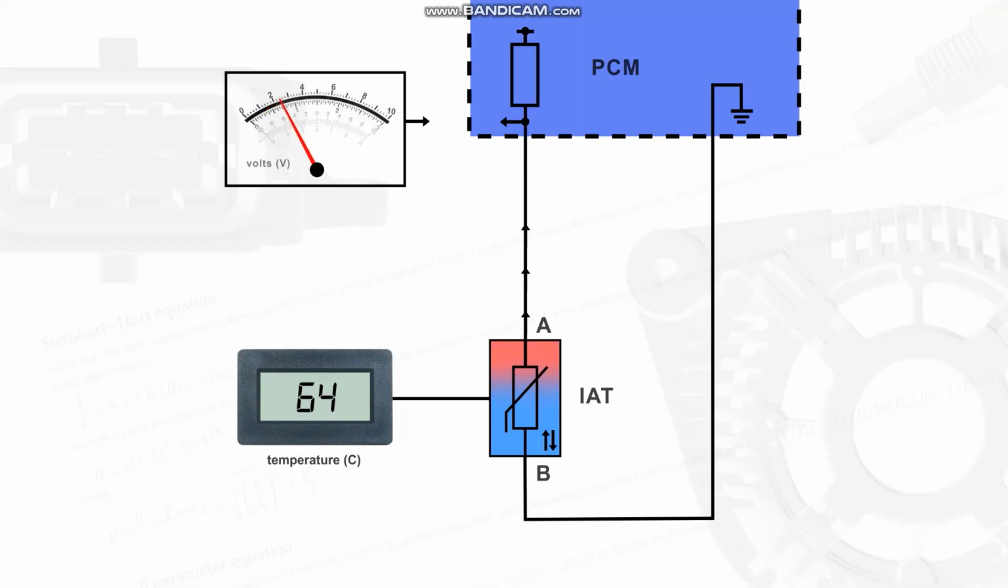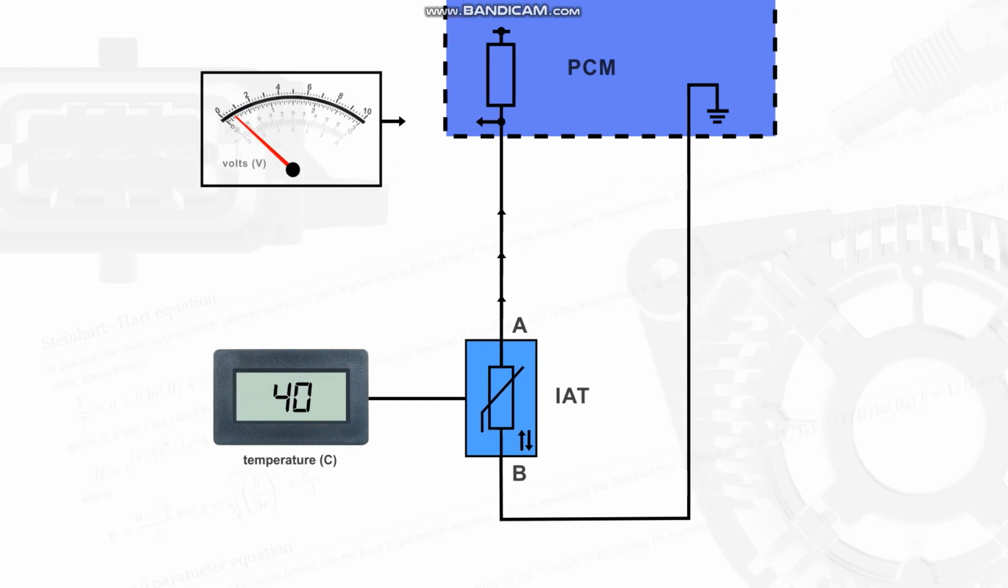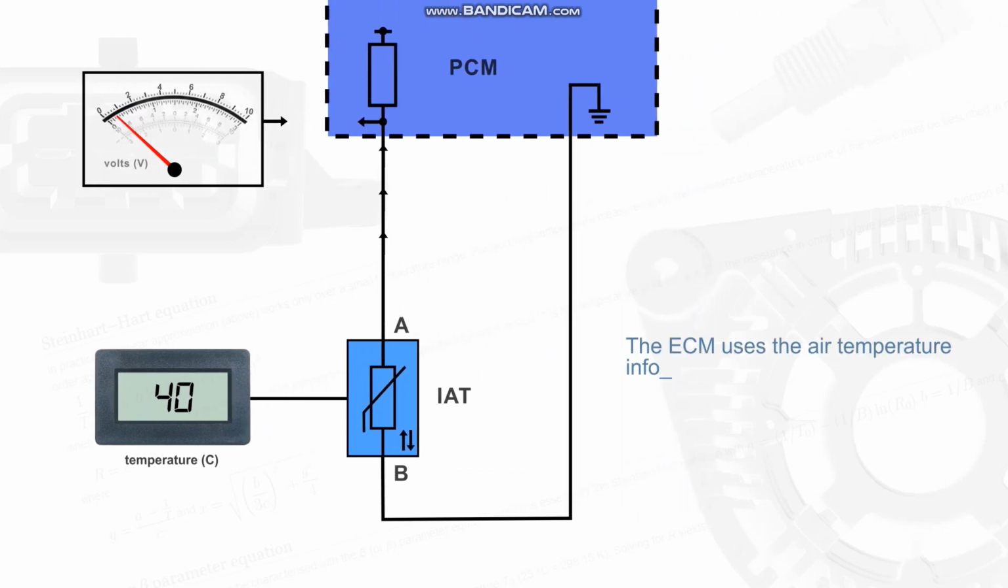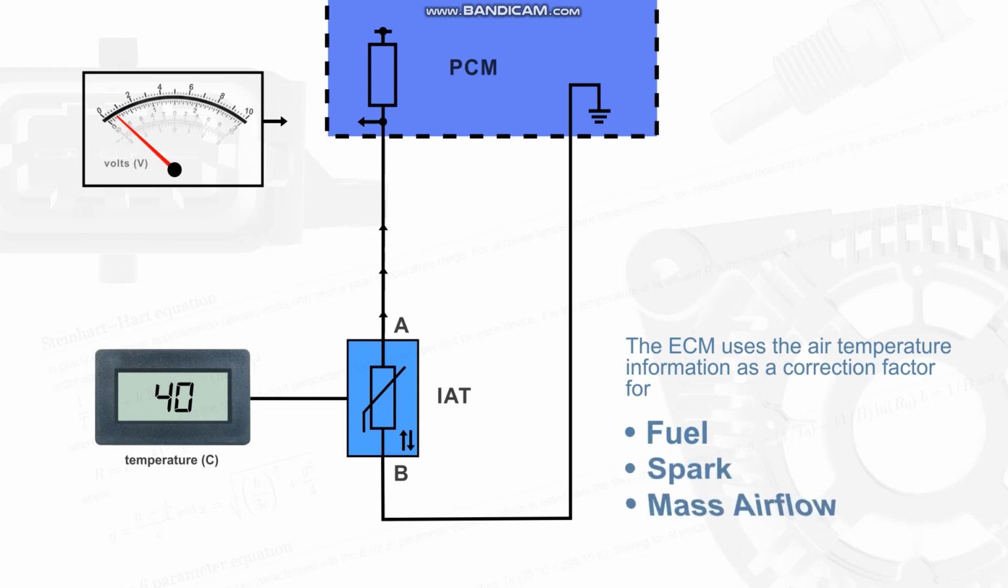The IAT sensor is a passive sensor in which resistance changes with temperature. The electrical resistance decreases as the temperature increases, and vice versa. The varying resistance affects the voltage drop across the sensor terminals and provides electrical signals to the engine control module, or ECM, corresponding to the air temperature. The ECM uses the air temperature information as a correction factor for fuel, spark, and mass airflow.